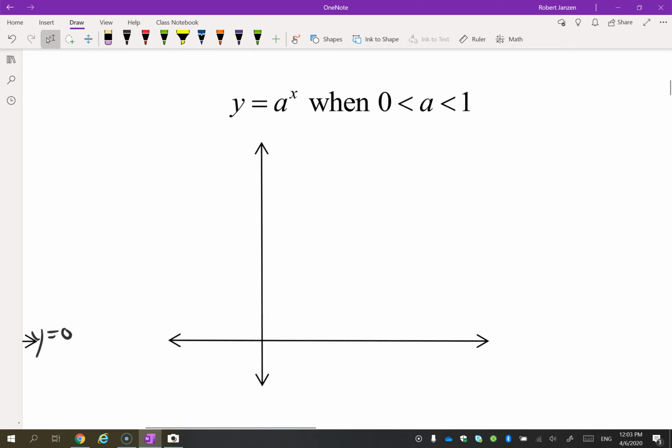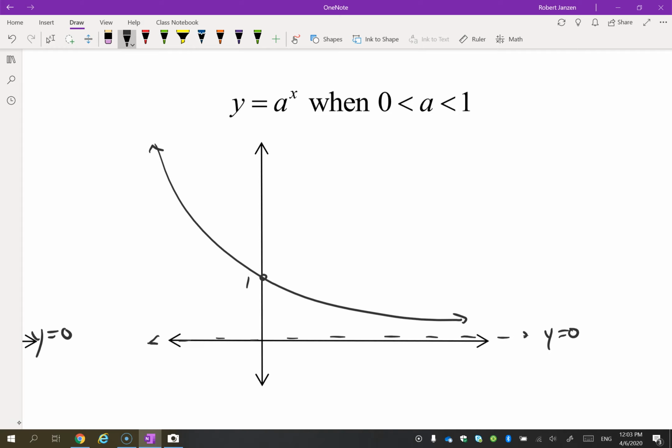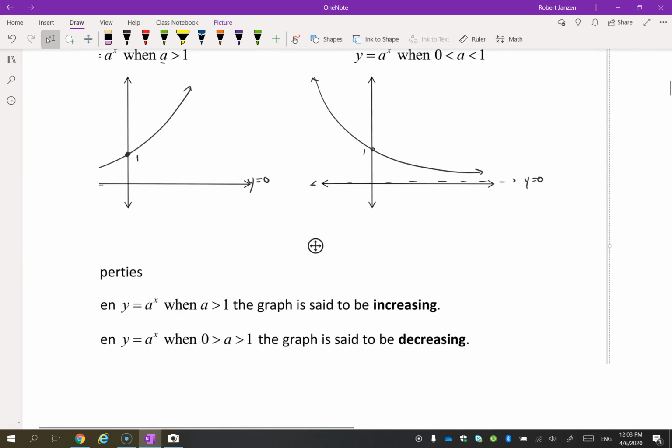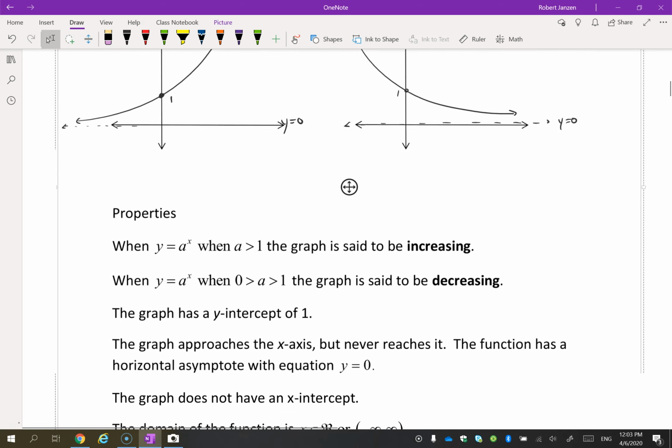Okay, if a was between 0 and 1, I think we had an example where it was 1/3. I think we had an example where it was 1/2 or 1/4. Alright, then the graph went like this. Again through 1, and again with the horizontal asymptote at y equals 0. Okay, so that's something to keep in mind. Generally speaking, when you're doing these graphs, you should remember that.